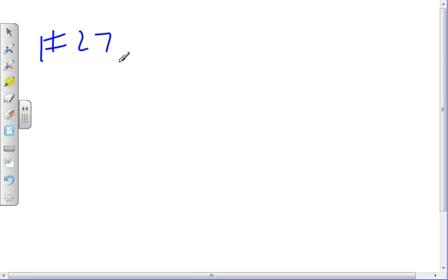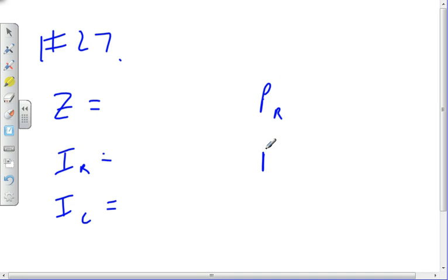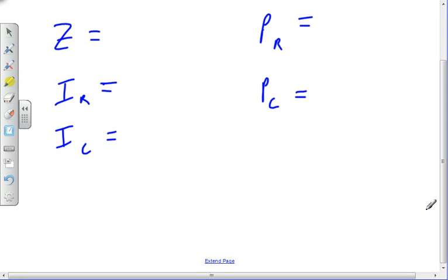Calculate the impedance, currents, power for the circuit. All right, I need the impedance. I need the current through the resistor, the current through the capacitor, and I need the power through the resistor and the power of the capacitor. Okay, so those are the things that I'm looking for. As I get them, I'll put them there.